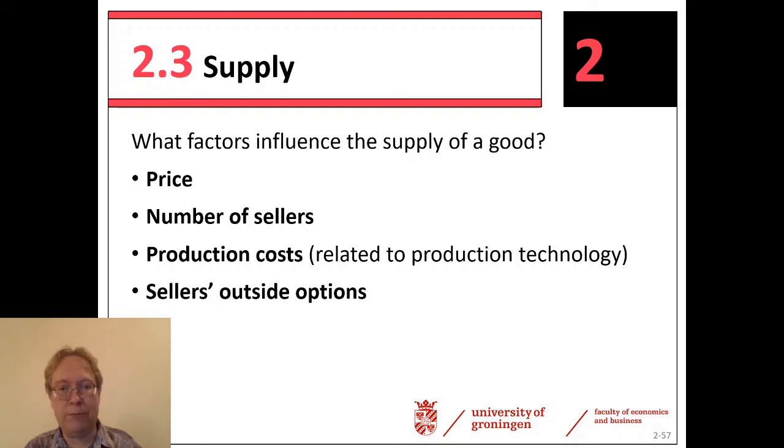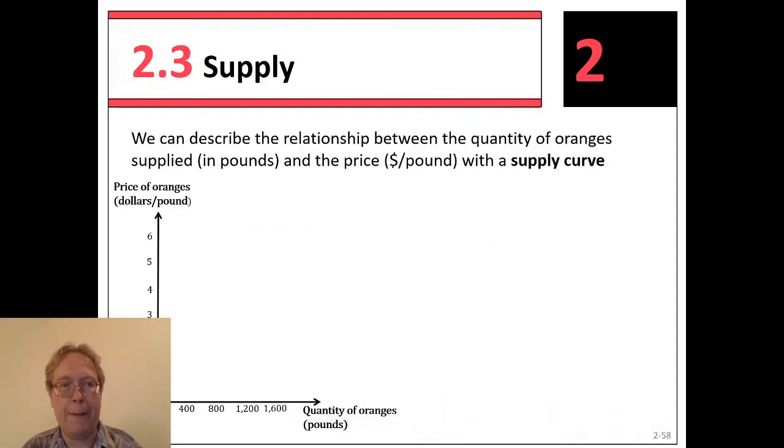Production costs related to technology. If producing tomatoes becomes much cheaper, then supply will be higher at a given price. Supply will be higher, of course. And sellers' outside options would be another thing. Rather than tomatoes, you could also grow cucumbers. So that is also something that is going to influence supply.